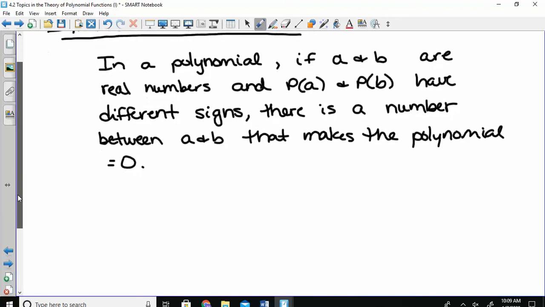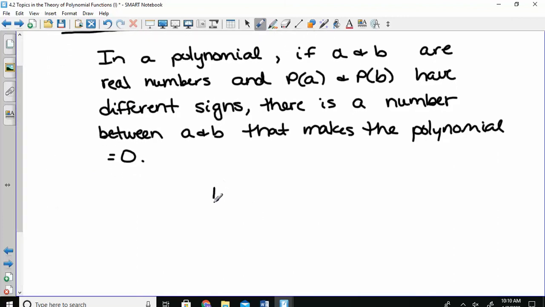Okay, so that's kind of a wordy way to say it, but here's what it means. A and B are just two x values, so let's say this is A and this is B. And P of A and P of B just means the y values at those points have different signs. So maybe A gives you a negative value and B gives you a positive value.